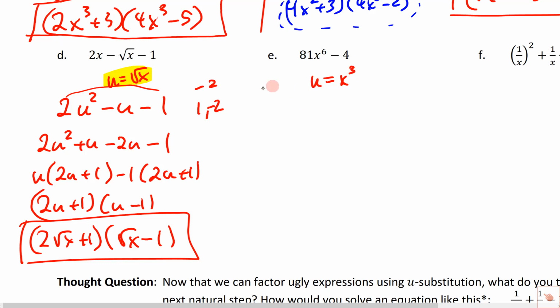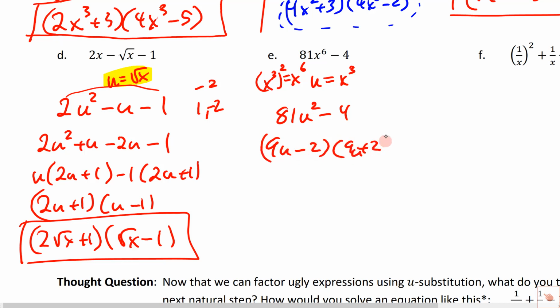So this is going to be, since x cubed squared is equal to x to the 6th, 81u squared minus 4. So then we can take this, and this is just a difference of squares, 9u minus 2 and 9u plus 2. And then we're going to reverse the substitution. So wherever there's a u, we put an x cubed, 9x cubed minus 2, 9x cubed plus 2, and we're done.